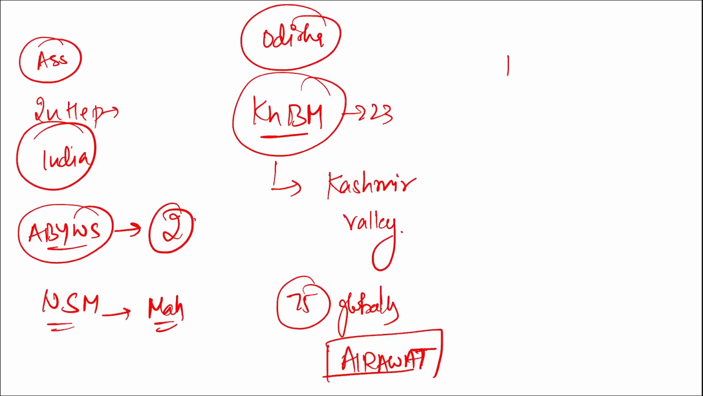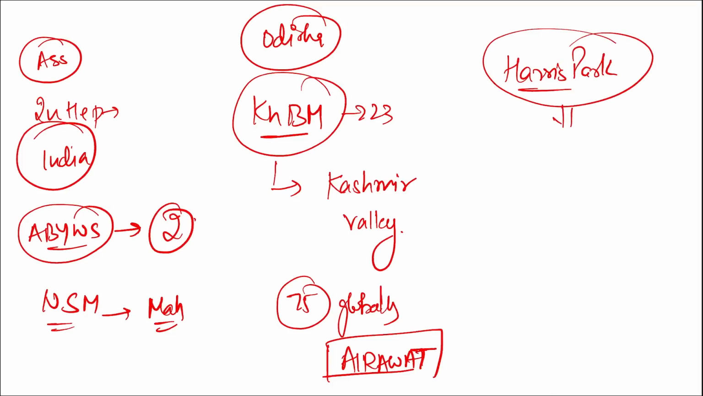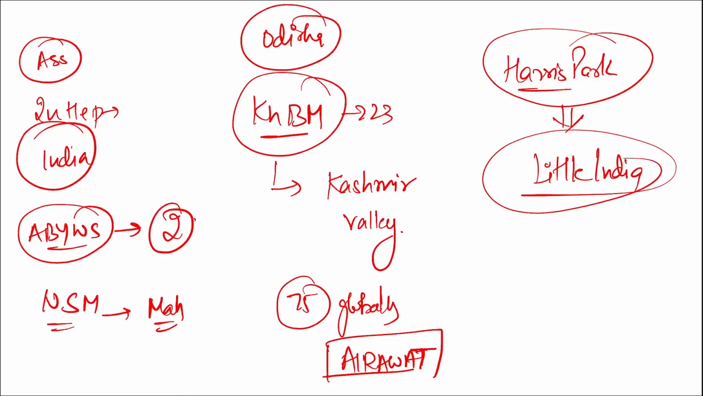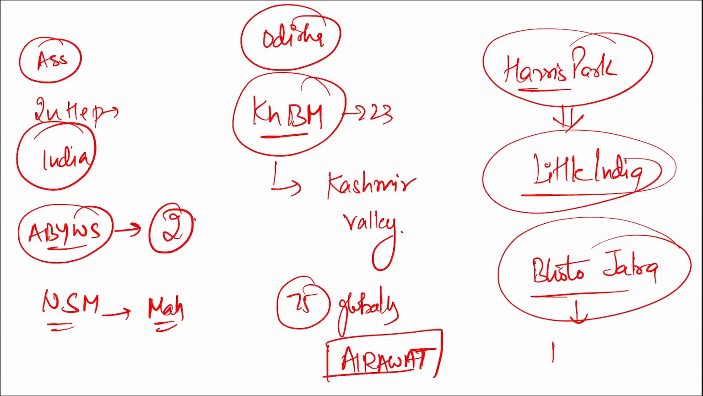Then Sydney's Harris Park. Harris Park, this is in Sydney. It has been renamed to what? It has been renamed to Little India. Correct. Then Bhoto Jatra. Bhoto Jatra. This was celebrated where? It was celebrated in Nepal.